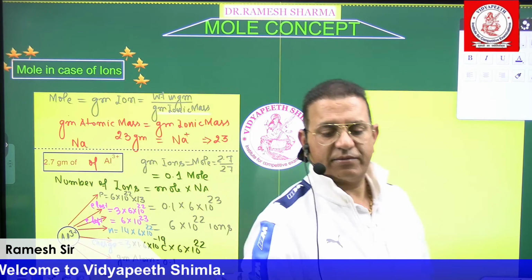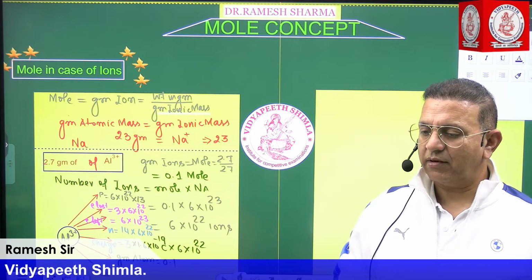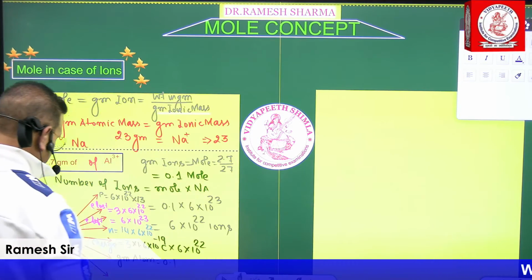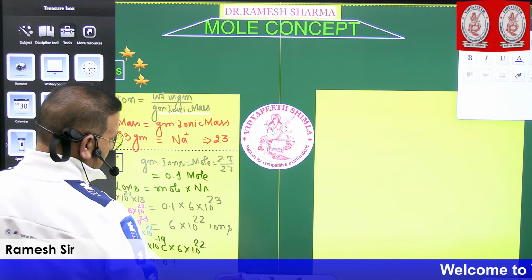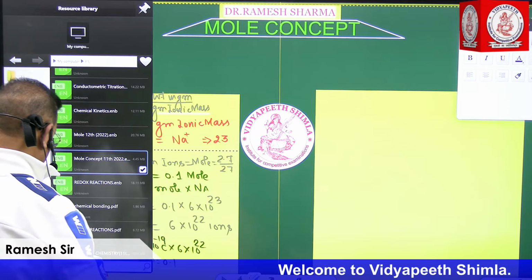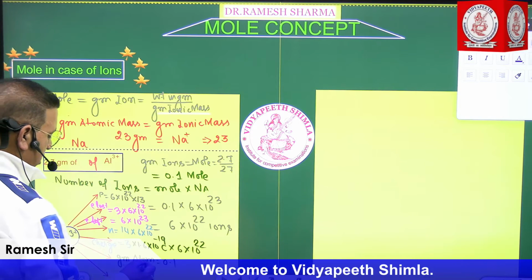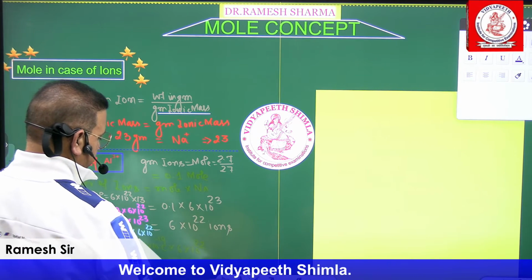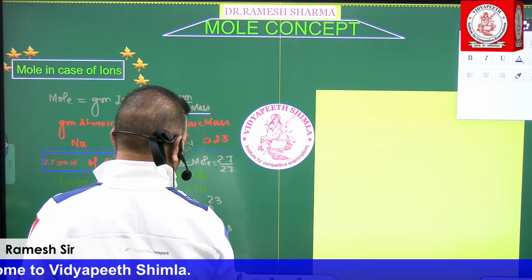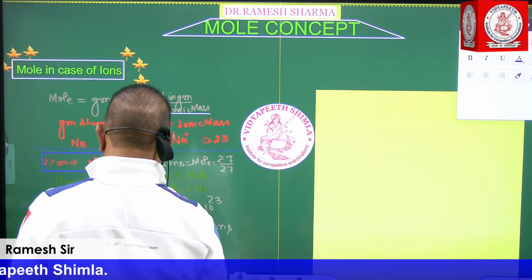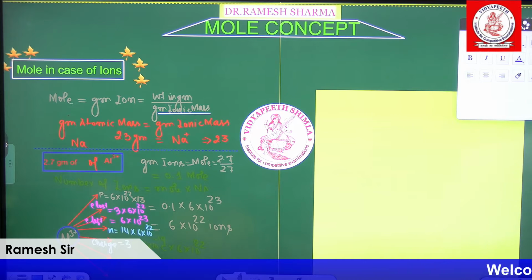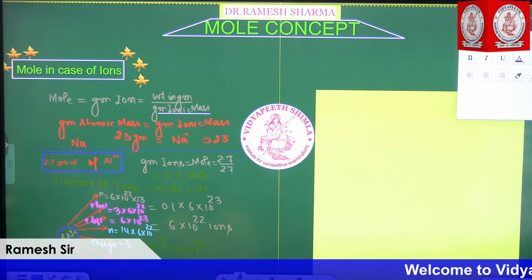Anything left? Gram atoms किसने कहा? Not gram atoms. It is gram ions. ठीक हो गया? लिखो. Write down now.